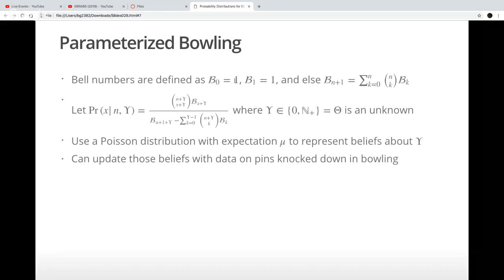And the Bell numbers, as you'll see, are going to work out pretty well for us to introduce an additional parameter into our distribution for bowling. This guy here. And what is that letter?